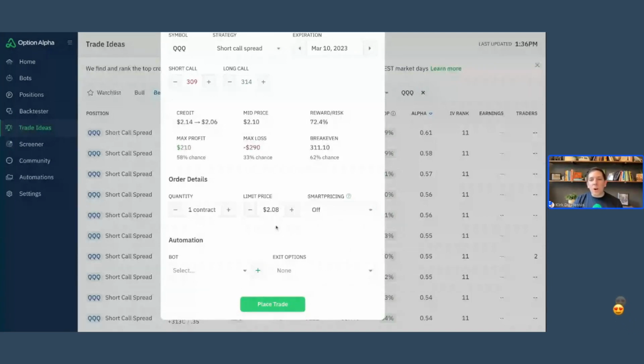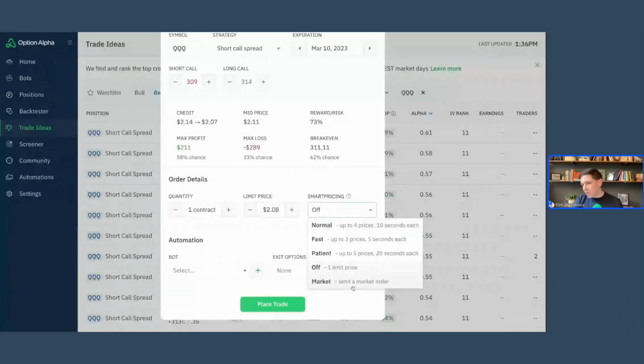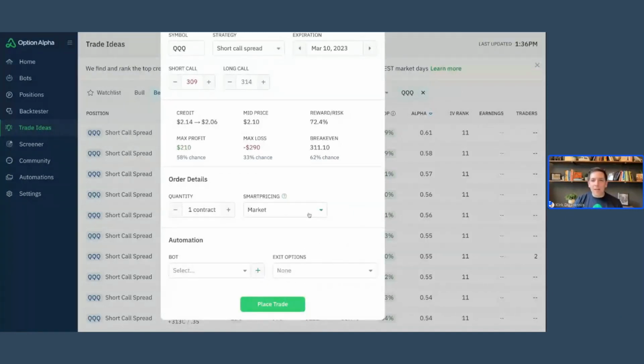If you want to use a market order, which I do not suggest you use, but some people want it, we added it. I will never use them myself. You can send a market order. That means that it will fill at any price, the next available price. I do not suggest you do that. Once you set your order details, that's how you tell Option Alpha, hey, this is how we want to send the orders over to the broker. The last thing that you have to do now is you have to set your automation.